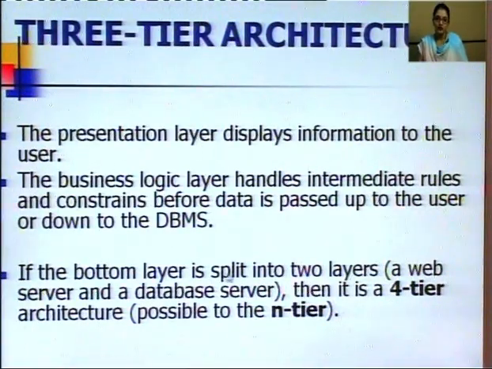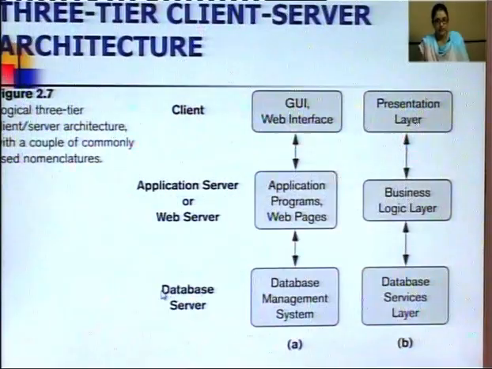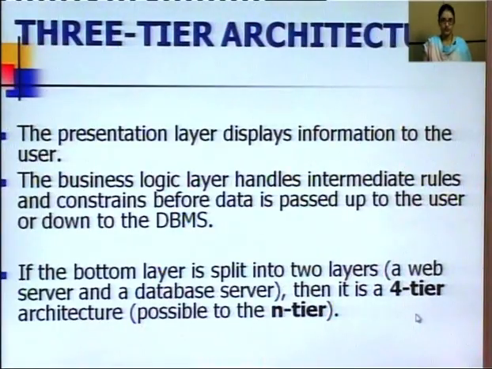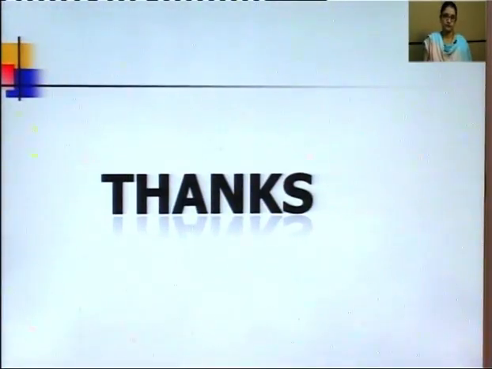If the bottom layer is split into two layers, a web server and a database server, then it becomes a four-tier architecture, and it is also possible to have an n-tier architecture. This means the database service layer can further be divided into a web server layer and a database layer, and then it becomes a four-tier architecture. Thanks.